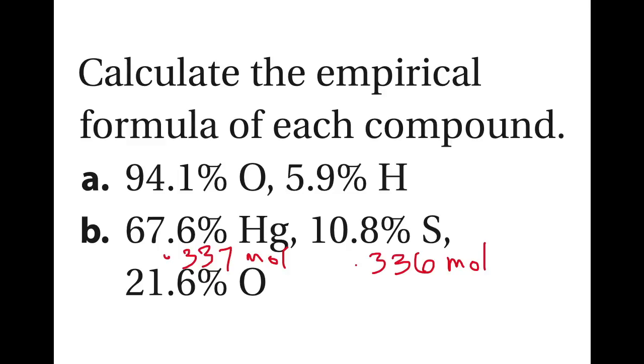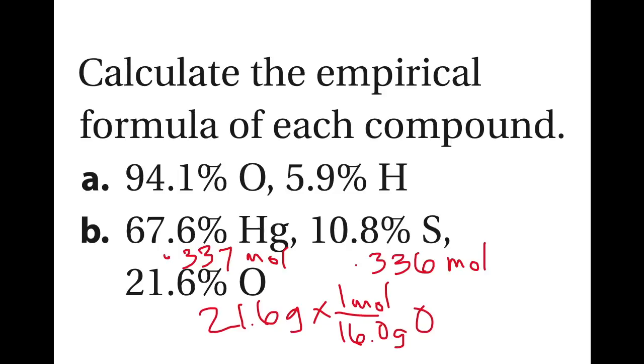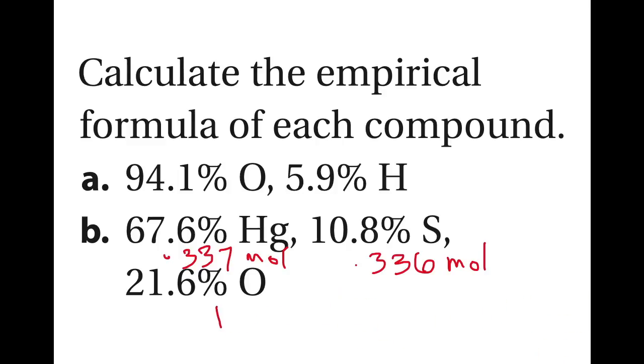Now, I have to deal with the last one, which is oxygen. Oxygen is 16 grams. So I'm going to go 21.6 grams of oxygen, 1 mole, 16.0 grams right here of oxygen. That should give me, if I do the math, 21.6 divided by 16 gives me 1.35 moles of oxygen. Again, I get 1.35 moles of oxygen.